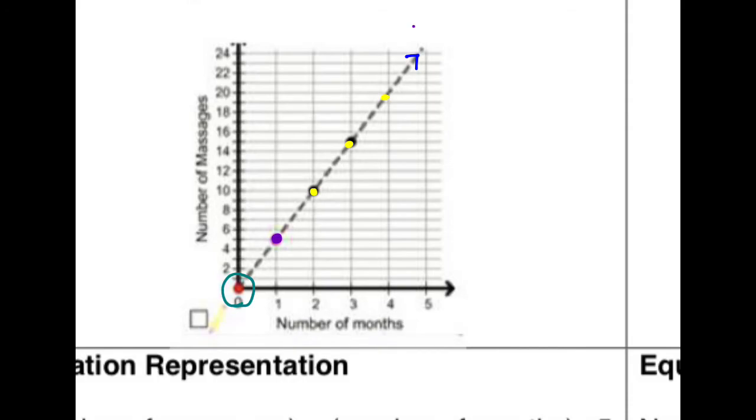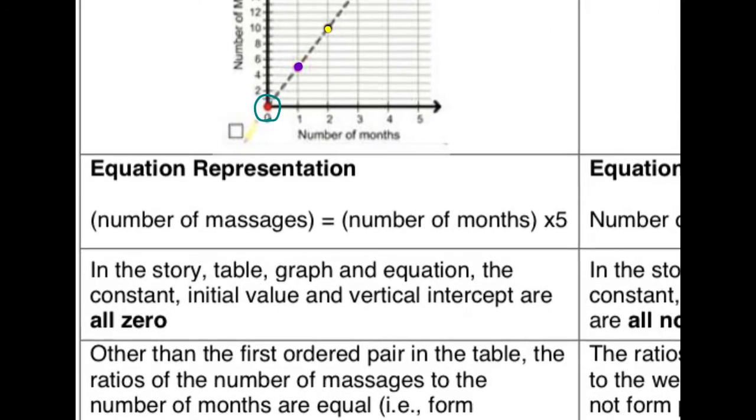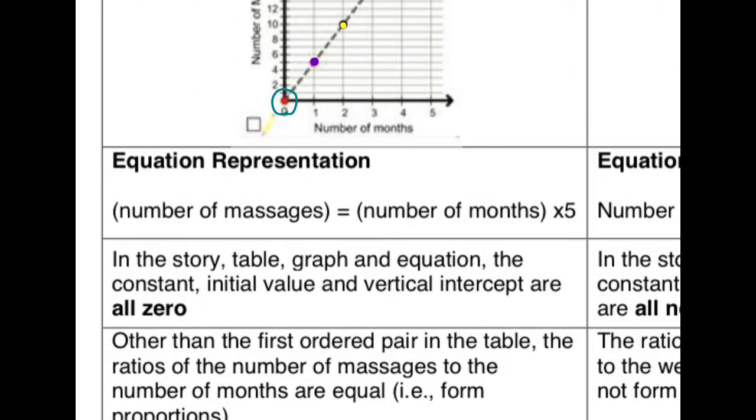So let's look at the symbolic representation. We can use the equation now. The equation can be: number of massages equals number of months times 5.